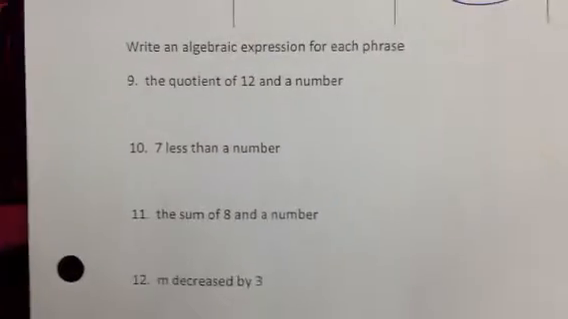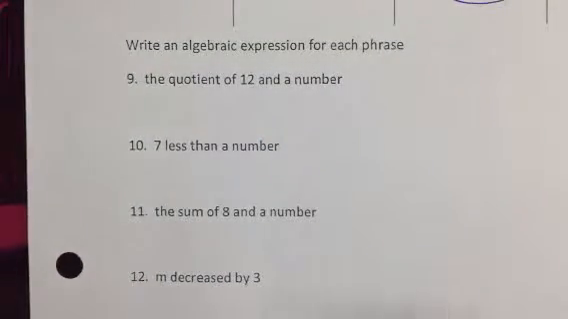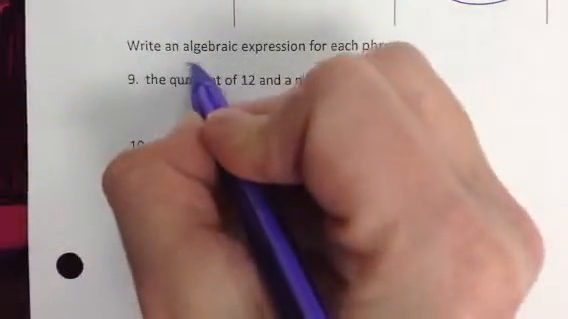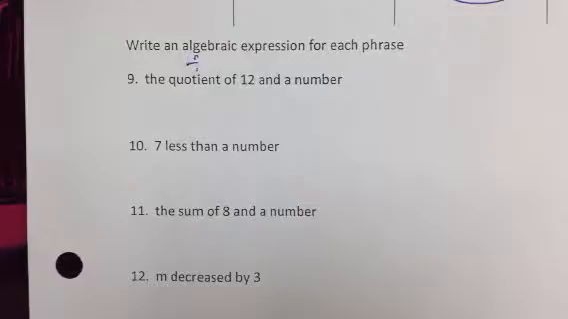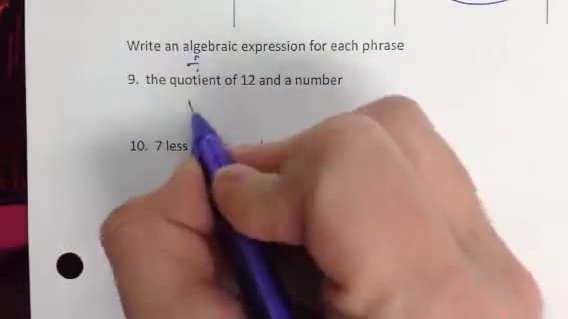The bottom says write an algebraic expression for each expression. Remember, you should go in the order that it's written unless it has a turnaround phrase. Number 9 says the quotient of 12 and a number. Quotient is a key word telling me to divide. So there's no turnaround phrase. I'm going to keep it in this order.